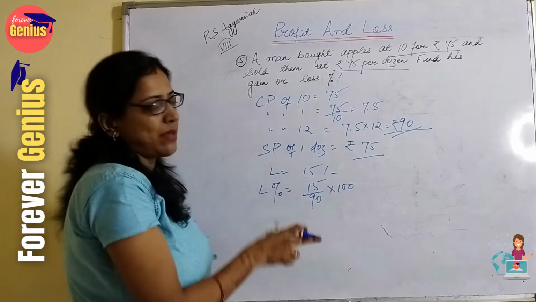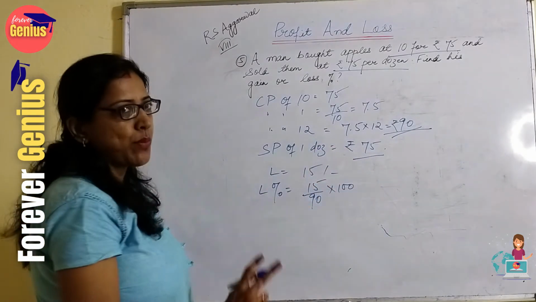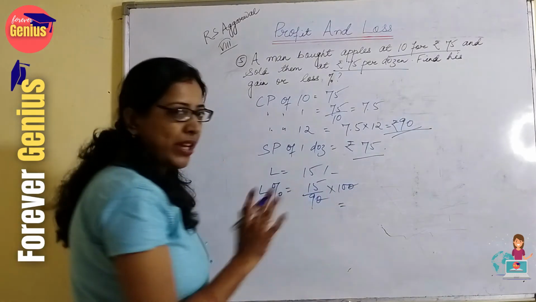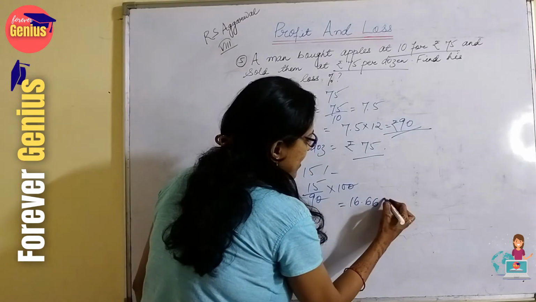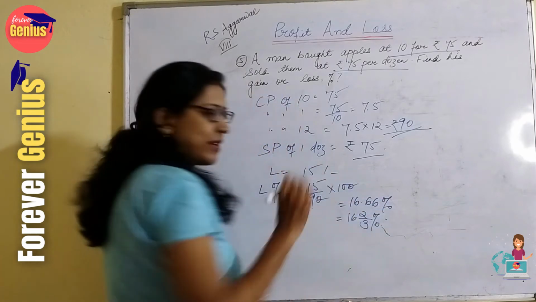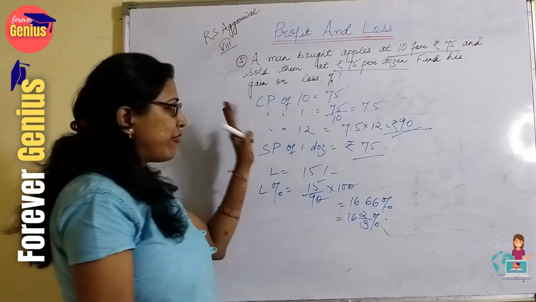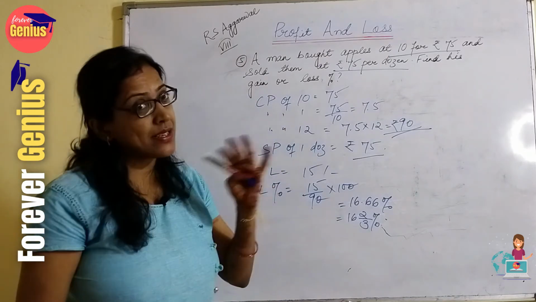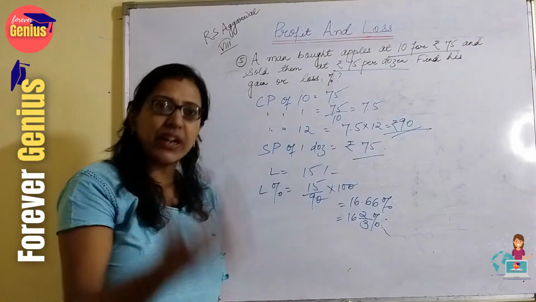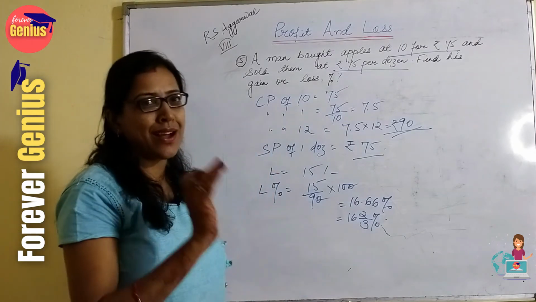Never take selling price, because selling price is not used while we find out loss percent or profit percent. So now after doing the calculations, we got 16.66%, or we can write 16 2 by 3 percent. So wasn't the sum very easy? It looks so tricky, but if we do it in a systematic and correct way, by understanding each and every point, converting it into equal units, we can easily find the answer.